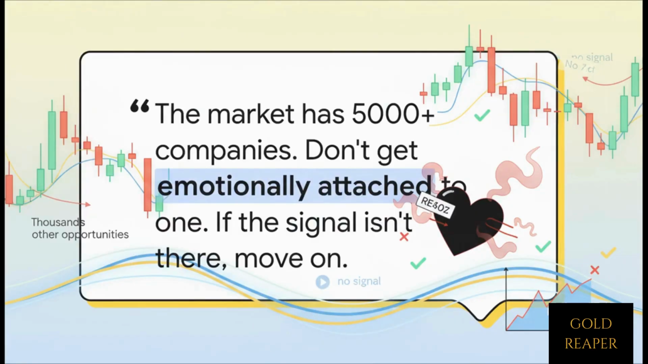This is such a powerful piece of trading wisdom. What this really means is you should never, ever feel like you have to take a trade. If that perfect two-step confirmation isn't staring you in the face on the chart you're looking at, just close it. Move on. There are literally thousands of other stocks and assets out there. Don't get emotionally attached to one setup. Get attached to your discipline process.